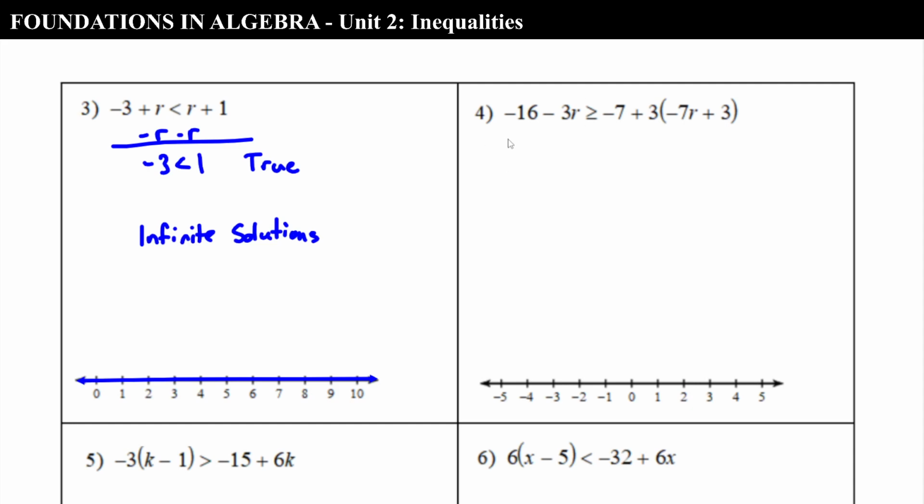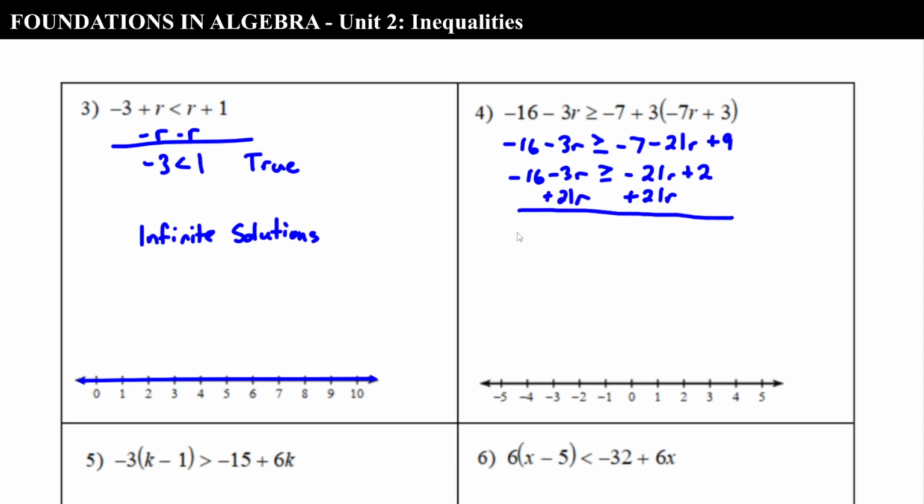So for number 4, we've got something to distribute, so we'll do that first. We've got negative 16 minus 3r on this side. The negative 7 stays where it is for now. 3 times negative 7 gives us negative 21r. 3 times 3 gives us 9. Now we're going to combine the like terms. So we end up with negative 21r plus 2. And now we will move the r's. So let's add 21r to each side.